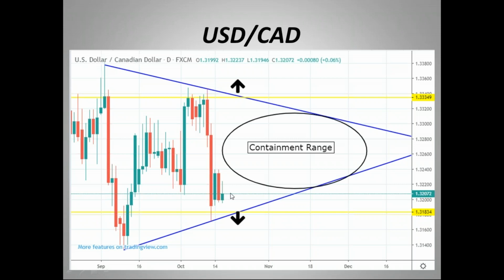And also, as we go sideways, if we start to fall on support, if we take out the downward sloping blue line and then a failure of $1.3183, then you know that most likely we're starting to show more weakness in the US dollar and strength in the Canadian dollar.